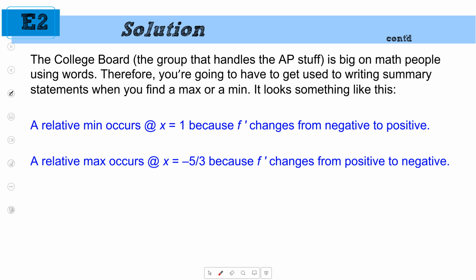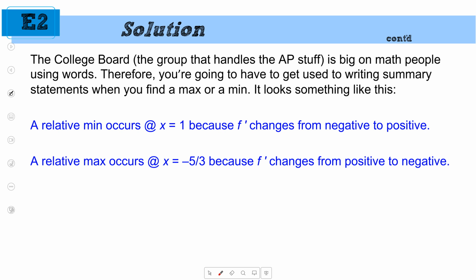That's number 1. Is it a max or a min? Where does it happen? What's the x value? And why? And they like to use f prime changing from negative to positive or f prime changing from positive to negative. If you want to shorten that, you can.